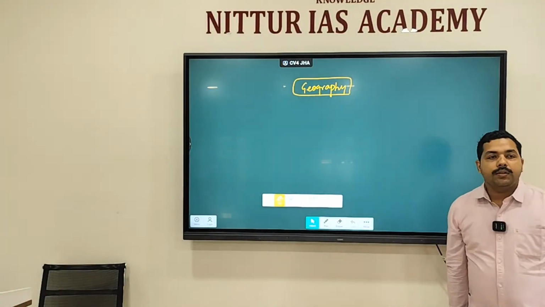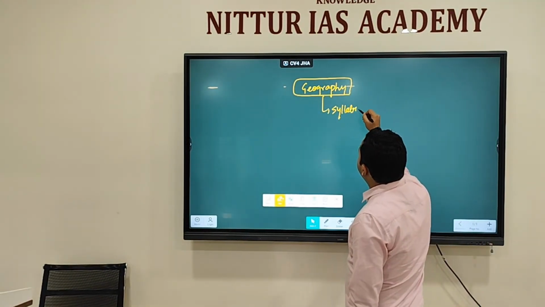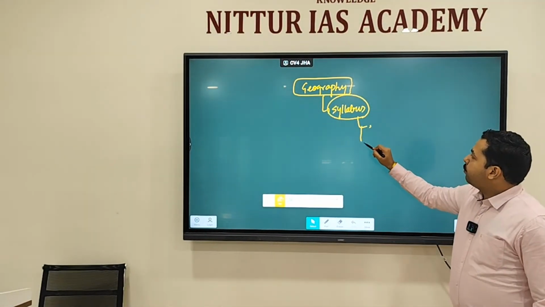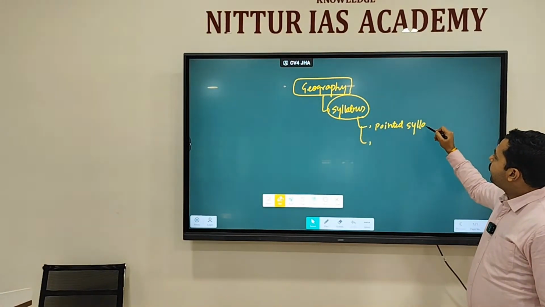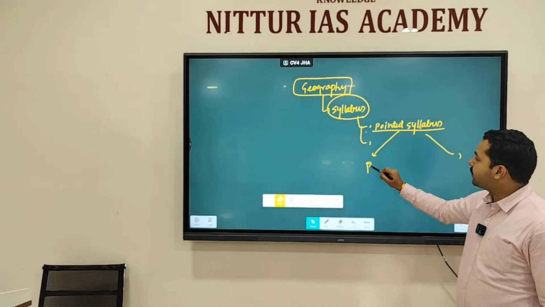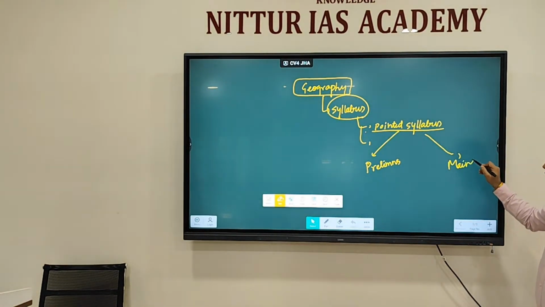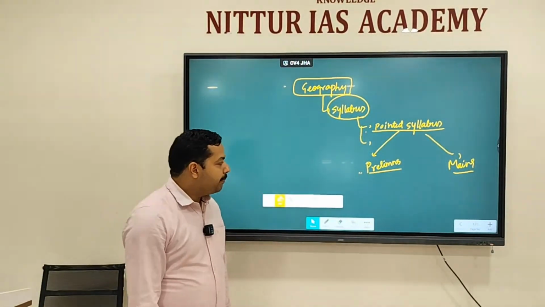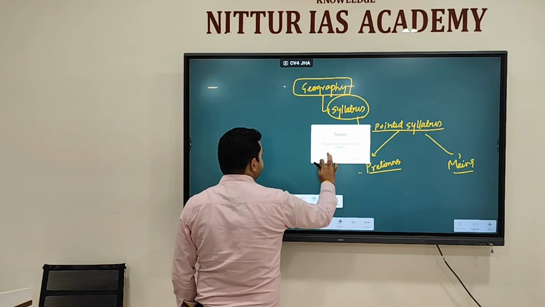So when you go through the syllabus of geography, very pointed syllabus is given by the UPSC, both for prelims and mains examination. Clear?